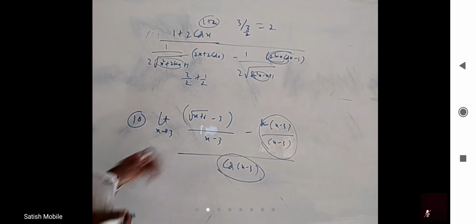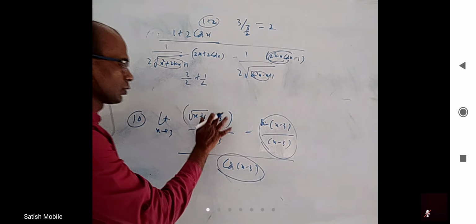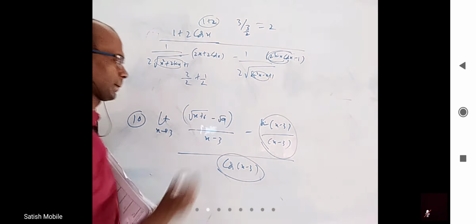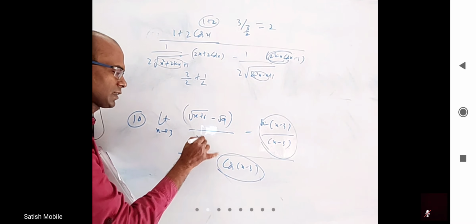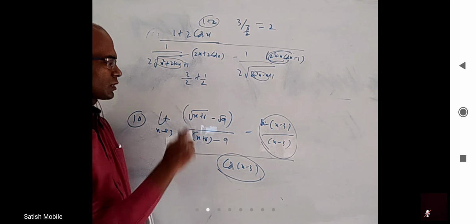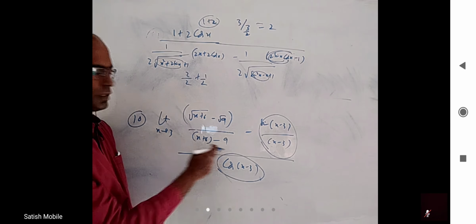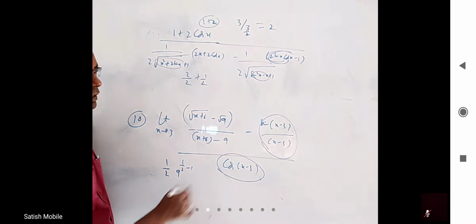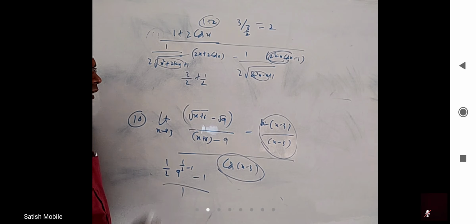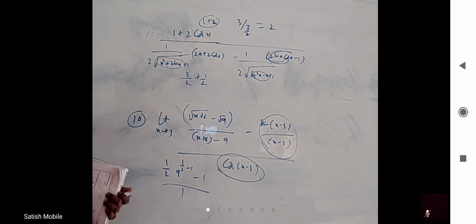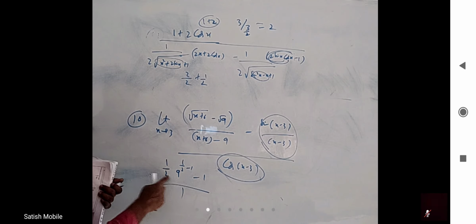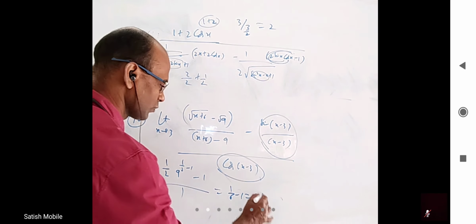This one you can rationalize, or you can write this as root 9. And this x minus 3 can be written as x plus 6 minus 9. It looks like (x power n minus a power n) by (x minus a), x tending to a. The answer will be 1 by 2 into 9 power (1 by 2 minus 1) by 1. Otherwise, simply rationalize the numerator also, you will get it very easily. x minus 3 will cancel. You will get the same answer. Anyway, this is 3 square, 1 by 3, 1 by 6. 1 by 6 minus 1, which is minus 5 by 6.